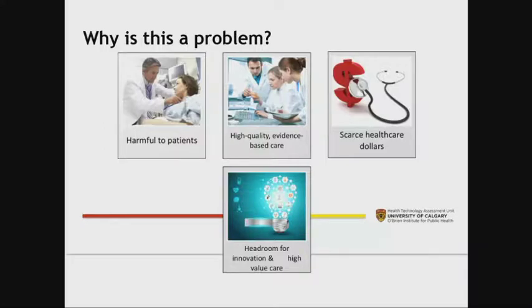And then lastly, if we want to have space to bring in new technologies within a budget where we've already allocated every dollar we have to activities, if we can find and eliminate some of that low-value care, we should have room in our budget to be thinking about integrating new technologies.